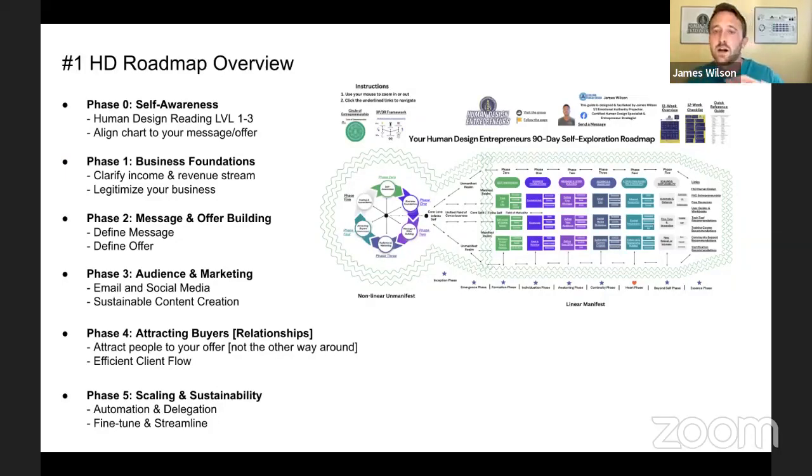Phase 4, attracting buyers. This is crucial for anybody at any place where they're in their business, is establishing long-term relationships and attracting people to your offer, not the other way around. Phase 5, scaling and sustainability. Focus on how can you automate this, delegate as much as you can, and then simplify.